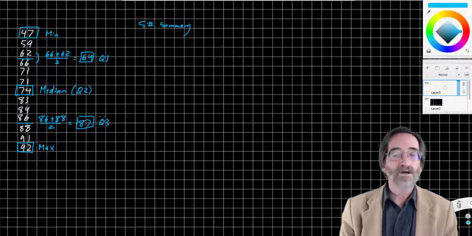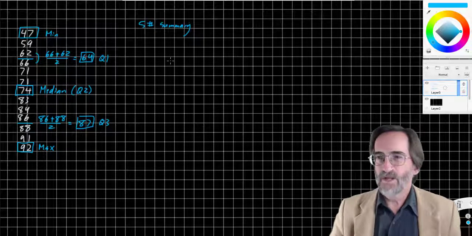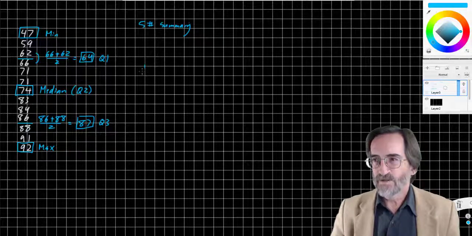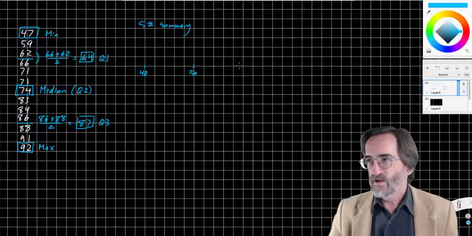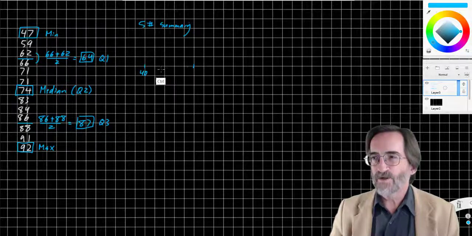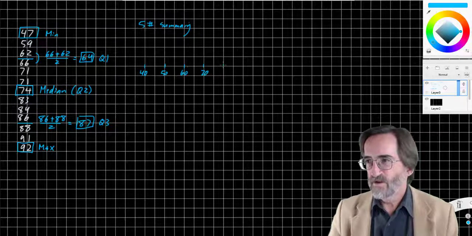And it's these 5 numbers that I need to make something called the box and whisker plot. So let's make a number line. Our number line needs to go from 47 to 92. Let's do 40, 50. Let's see if this will fit. No, it won't fit. So we've got to figure out what to count by here. So 40, 50, 60, 70, 80, 90. I think I can double that.